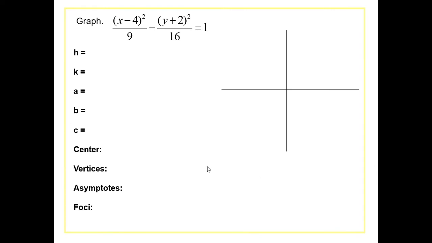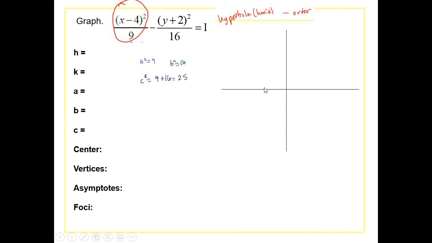All right, let's graph this. I've got x minus 4 squared over 9 minus y plus 2 squared over 16 equals 1. Well, what do I have here? I've got h, k, a, b, c. From this first one here, I know it's going to be a hyperbola, a horizontal hyperbola. And my a squared is equal to 9, my b squared is equal to 16, my c squared is equal to 25, so c is going to be equal to 5. H is 4, K is -2, A is 3, B is 4, C is 5.